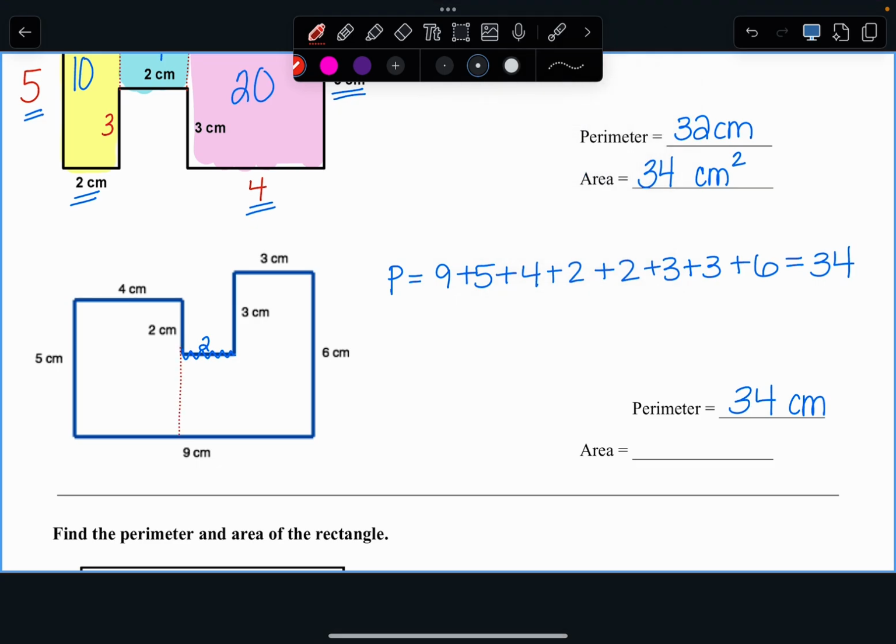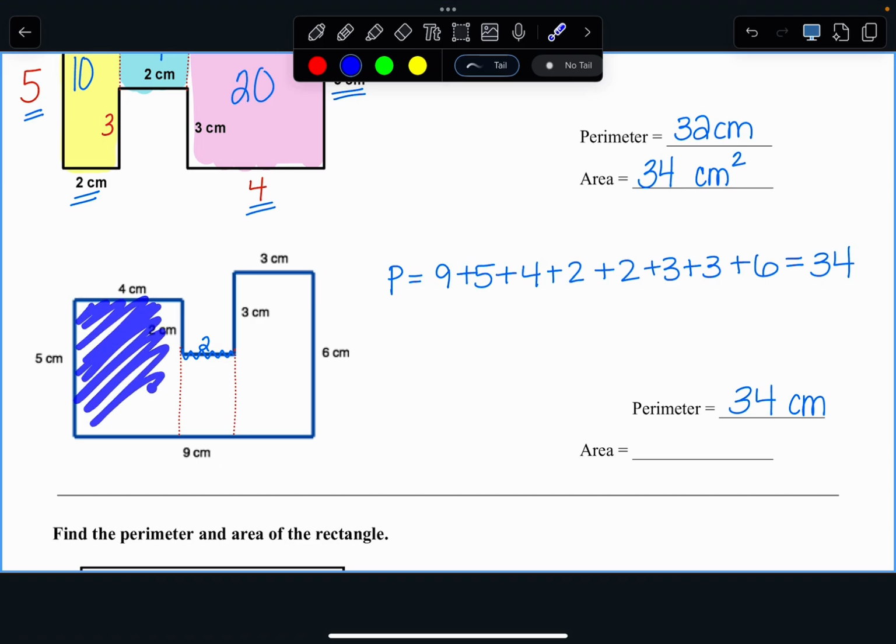let's split this into rectangles, perfect rectangles, to find the area. So the area of this first section is what times what? 4 times 5. 4 times 5, which gives us 20. We need to figure out the length of this section first. 3. Are you sure? How do you get that? I'm not saying you're wrong.